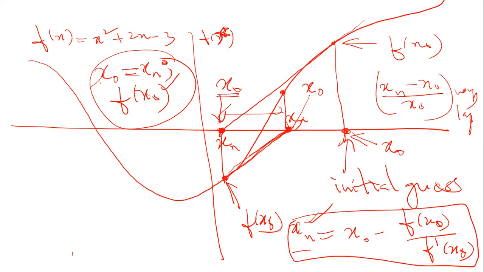Now, if this is your f(x0), then at this point, you draw a tangent again. Something like this. All right. So this would be your new xn. So new xn, you can find out using this formula. Once you have new xn, then you consider the difference between these two consecutive points, x0 and xn. It is still very large.